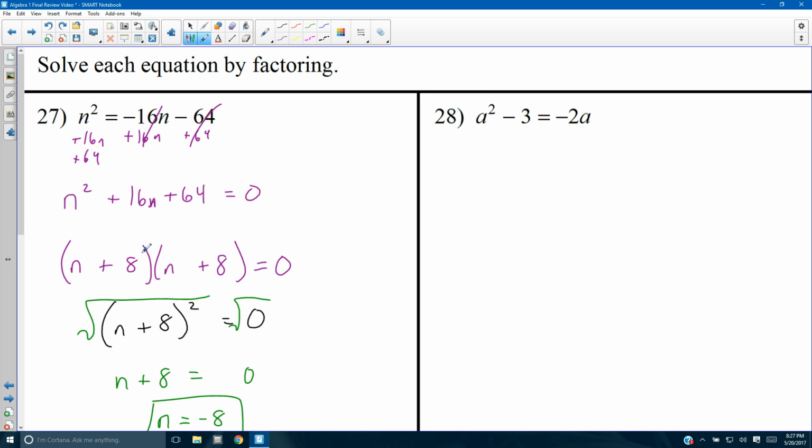Nice. Okay, number 28: a squared minus 3 equals negative 2a. Same kind of thing. You want to get this thing set equal to 0. So let's add the 2a over here, and I'd highly recommend you get that written in the middle, really getting that idea of quadratic term, linear term, constant term equal to 0. 1a squared, two numbers that multiply to negative 3 and add to positive 2. They are positive 3 and negative 1.